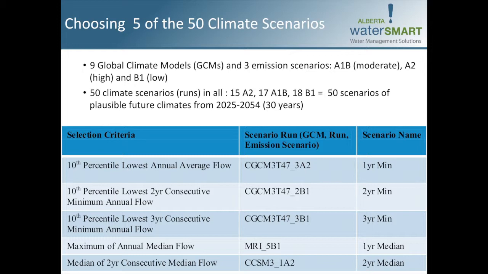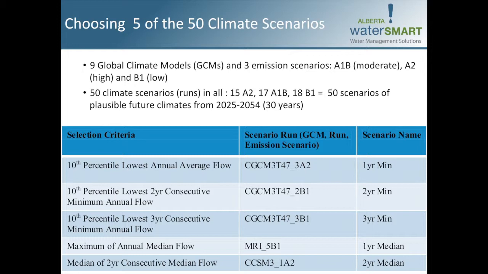Of those 50, we chose 5 to work with for the group sessions, the collaborative modeling sessions with the stakeholders. We chose 5 because 5 is a manageable number, 50 isn't. We chose 3 kind of dry years. They were based on the 1, 2, or 3 consecutive year min flows at the 10th percentile. So we didn't want to choose the extreme outliers, but we wanted to show something that was relatively reasonable and that actually gave the stakeholders something to test adaptation options against.